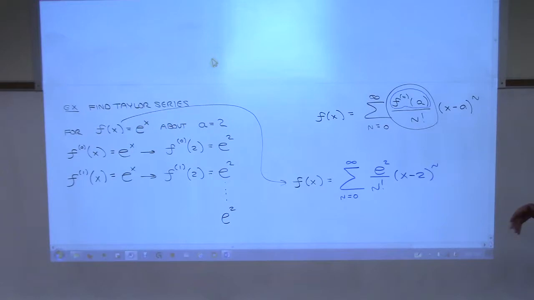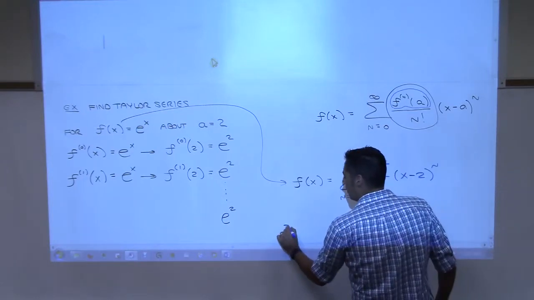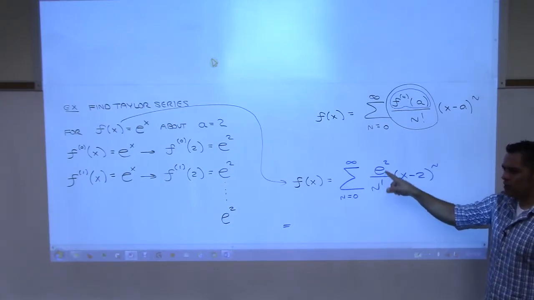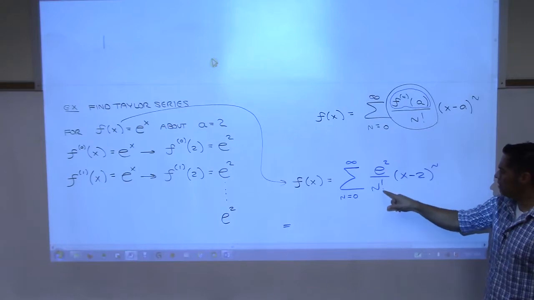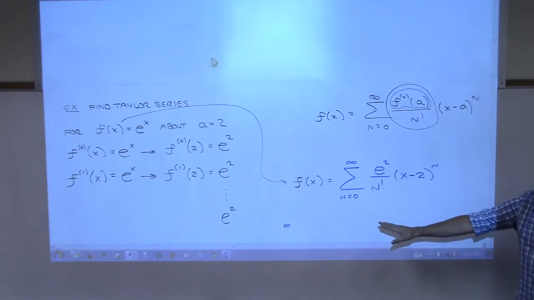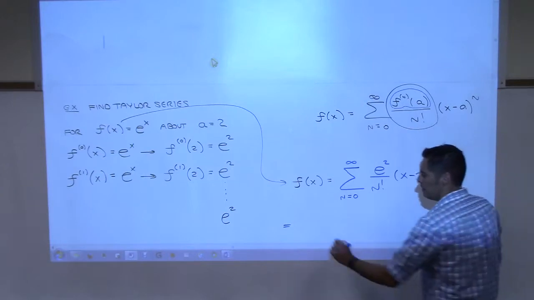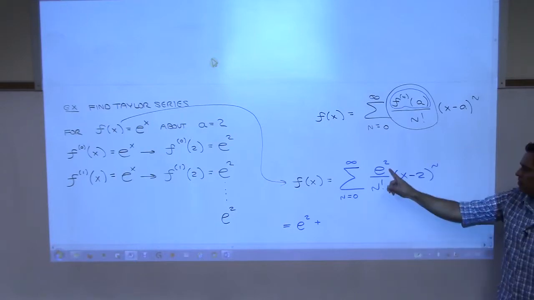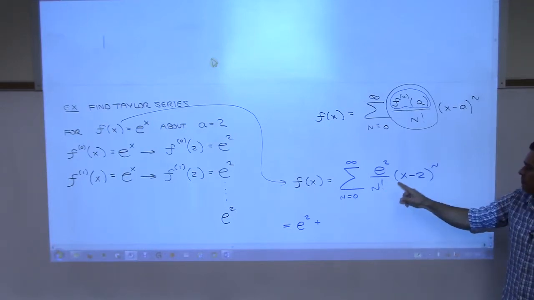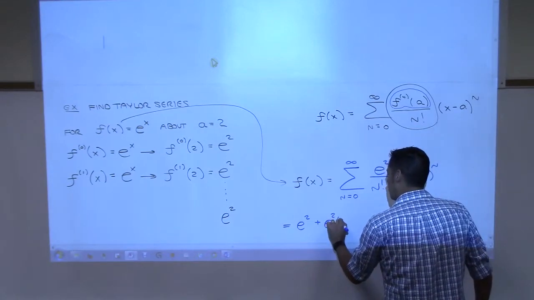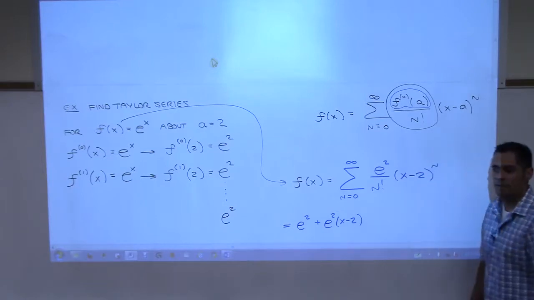Now we can start plugging some stuff in here. Let's just look at the first few of these guys. If we plug in n is 0, we get e squared here, right? 0 factorial is going to be 1, so we get e squared. x minus 2 to the 0 is 1. So all we get for our first term of the series is e squared. Plus, now we move along. e squared over 1 factorial is just e squared again, but this time x minus 2 to the first power. So e squared times x minus 2, right?